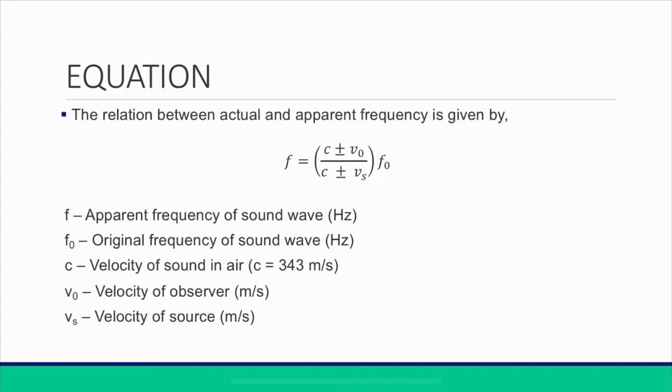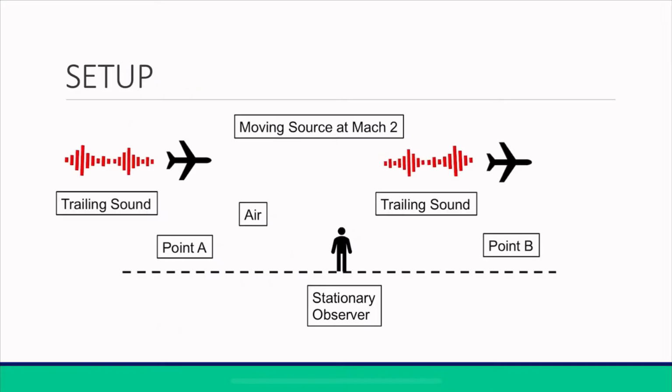So this is the equation that relates the apparent and the original frequency. F is the apparent frequency, F0 is the original frequency, C is the speed of sound, V0 and Vs are the velocity of observer and source respectively. So we'll use this equation and we'll develop different cases, especially when the source of sound is traveling faster than the speed of sound. So here's the setup.